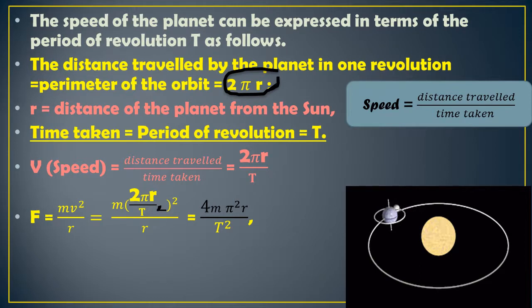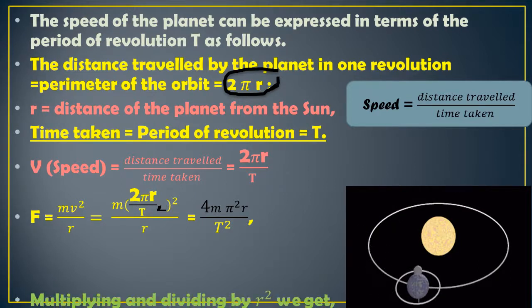Now after squaring v, we will get 4 pi square r square upon r. Here r square in the numerator and r in the denominator will get cancelled, so in the numerator only one r will be there. And here we will write T square, because in the formula of speed T is there, so T square will come in the denominator. So our formula till here becomes F = 4m pi square r upon T square.